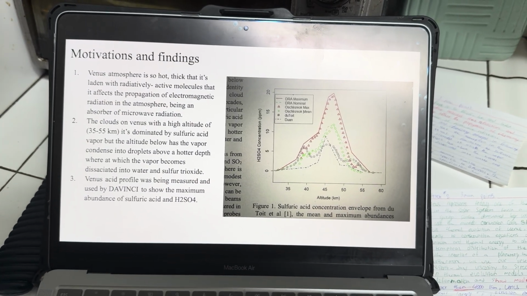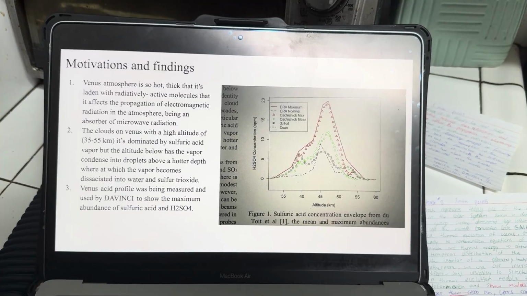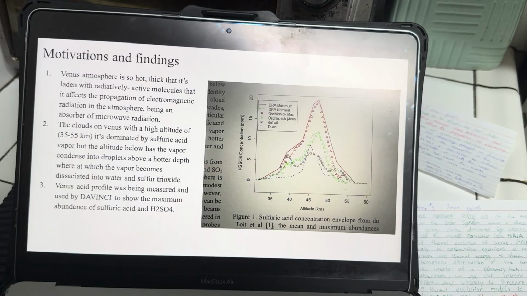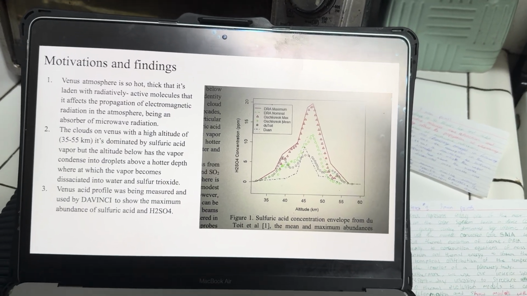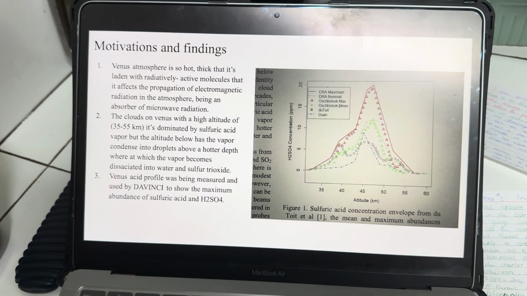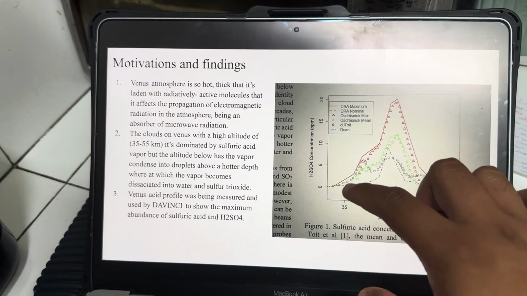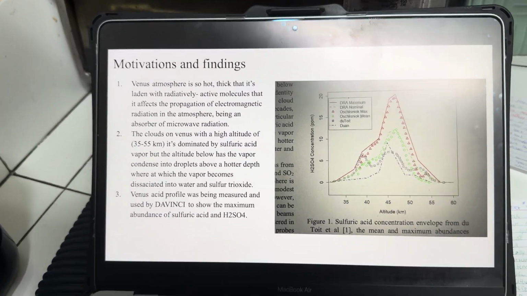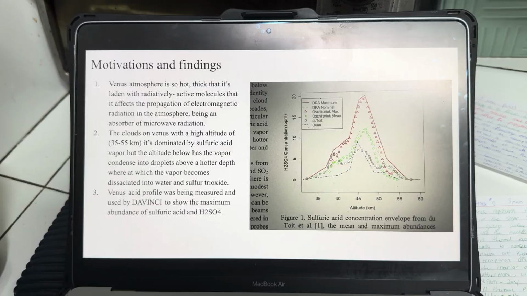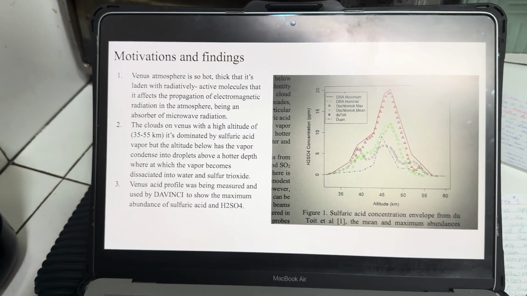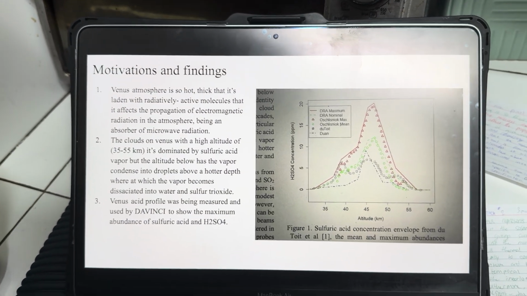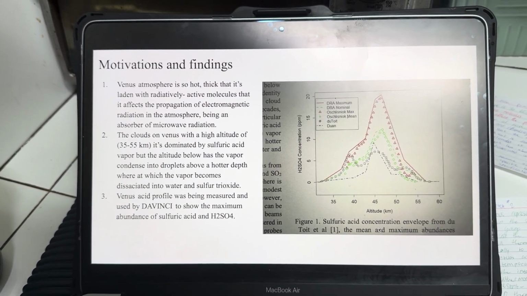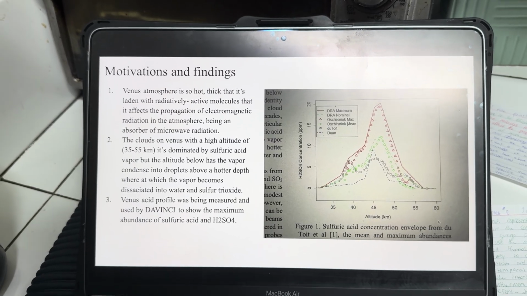Venus's acid profile has been measured by this program called Da Vinci. It shows the maximum abundance of sulfuric acid, H2SO4. In this graph, we see the high maximum points, the low maximum points, and the medium maximum points. With this, we measure the sulfuric levels or the abundance of it that is seen in the atmosphere of Venus, and we are able to say the concentration levels that develop over time.